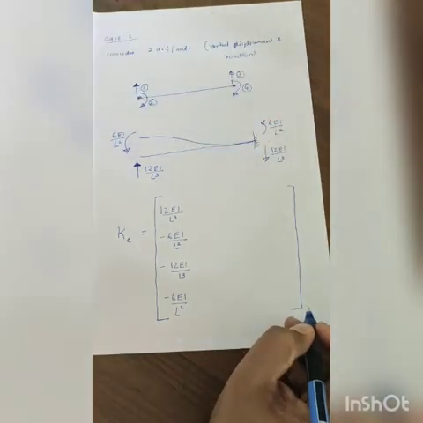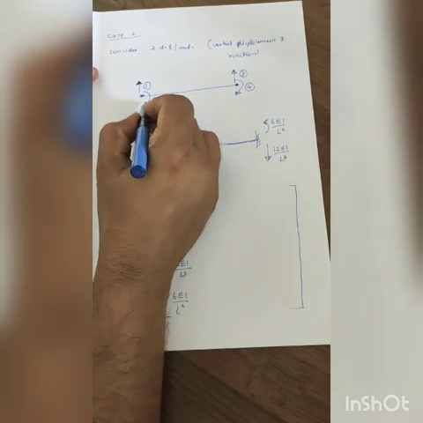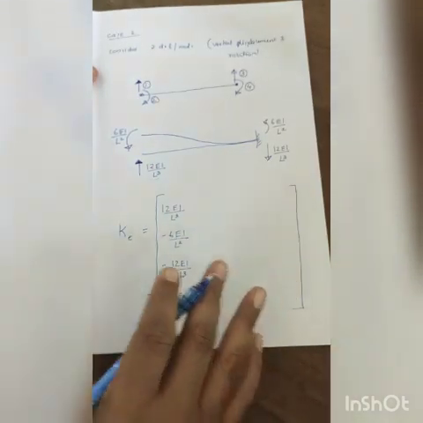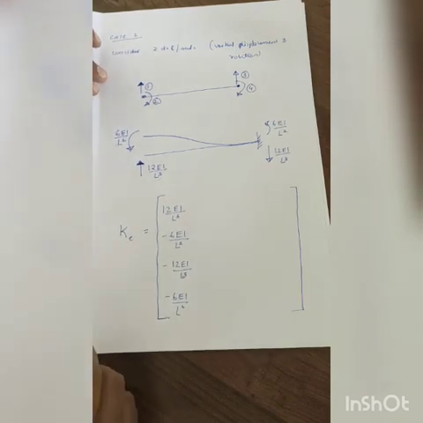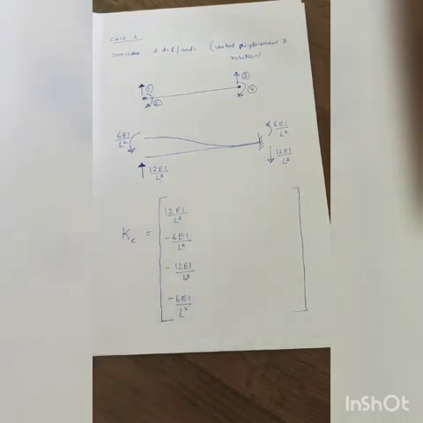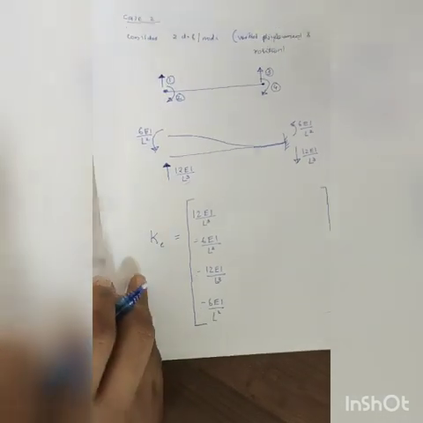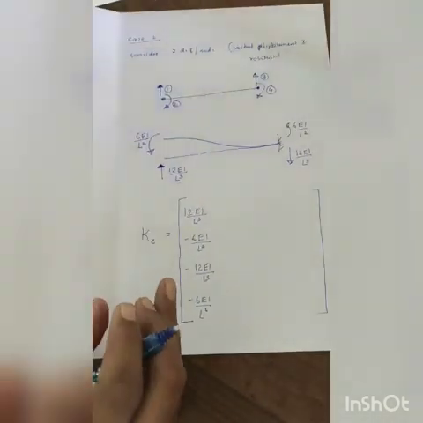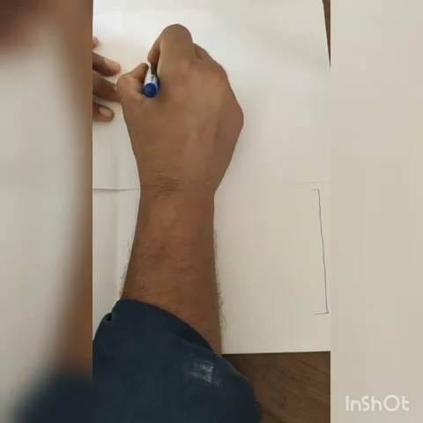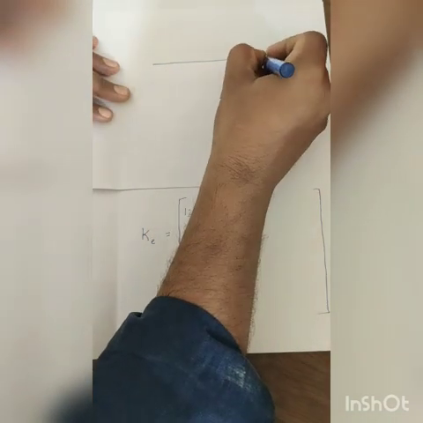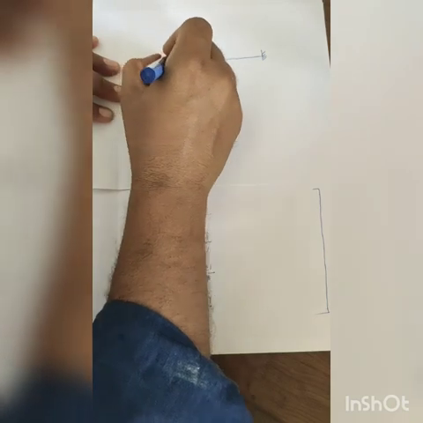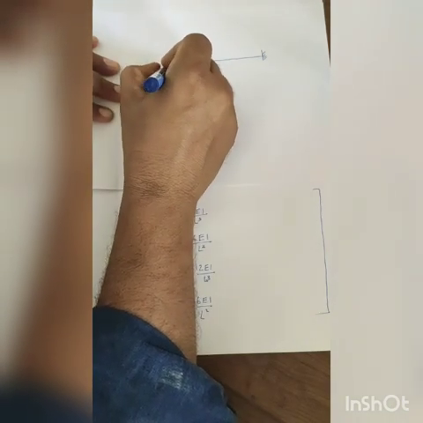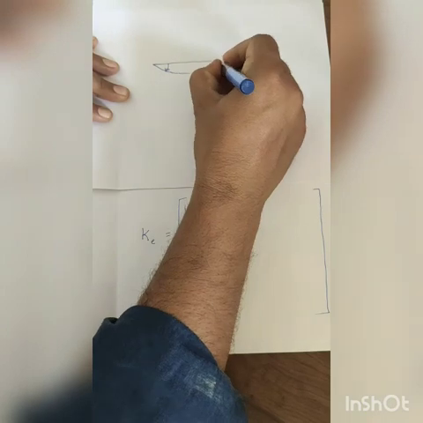The second thing we are considering is the rotation at the first node. So I am going to make a unit rotation at the first node. So let me keep it in this way. This is your beam fixed, and here a clockwise rotation is given. So this is your clockwise rotation.